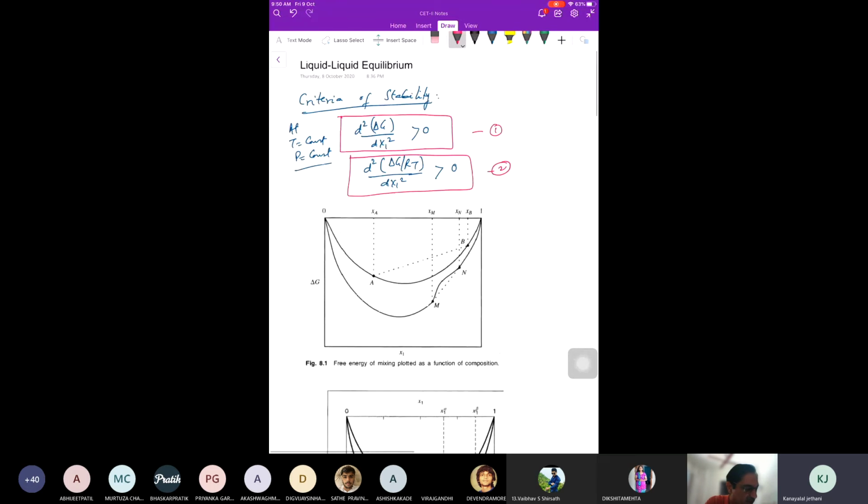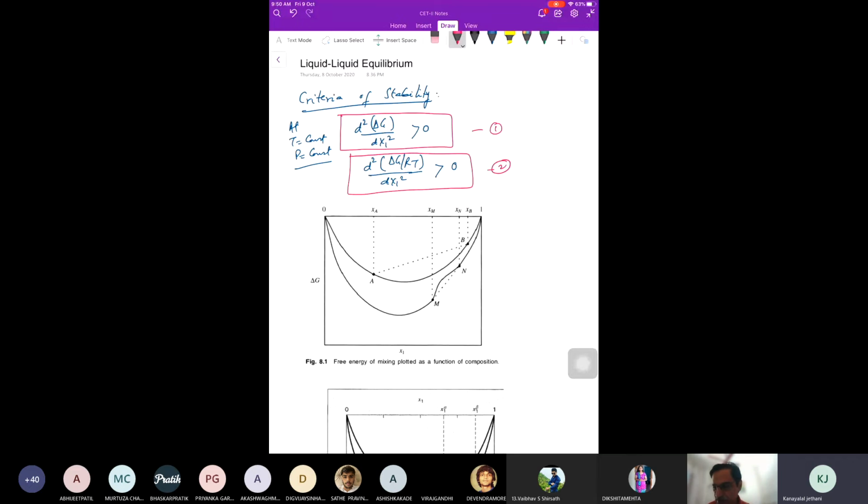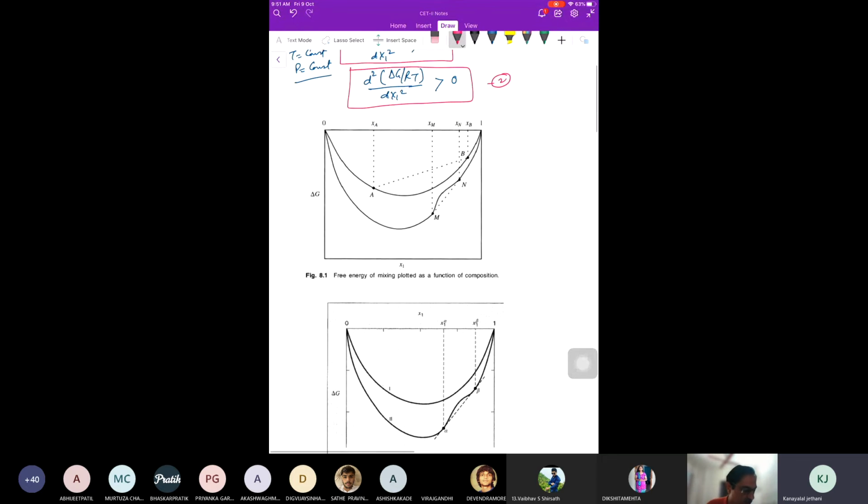Okay, so we have seen criteria of stability, right? In the beginning we saw the equilibrium criteria when we started VLE, later the stability criteria. This is what we had seen at constant temperature and pressure: d square delta G by dx1 square should be greater than 0, right? And we had explained this curve also, delta G versus x1, right? Who can explain where it will be stable and where unstable in this curve? We did it this year in Unit 3. At least tell me in which region it is stable and in which region unstable.